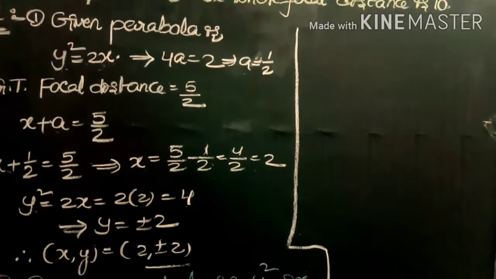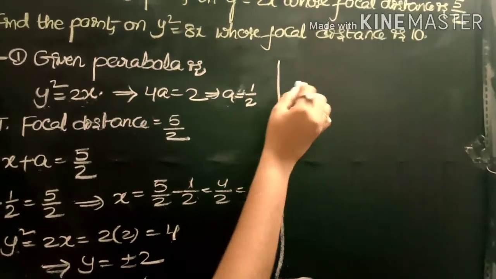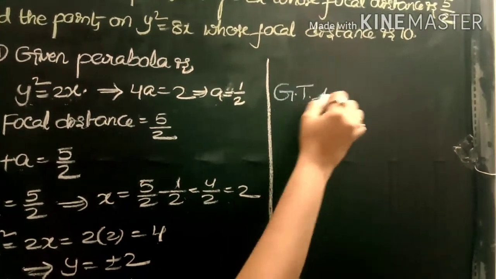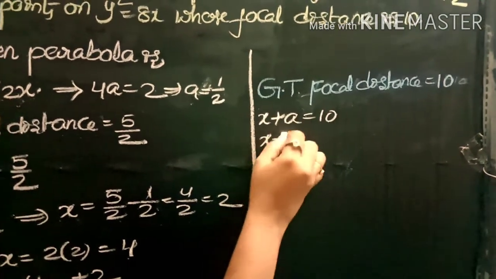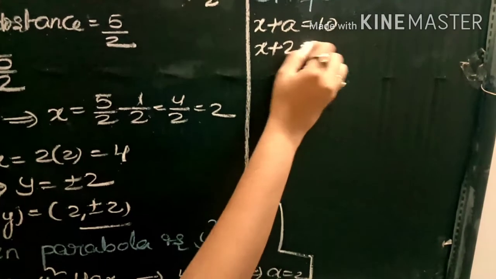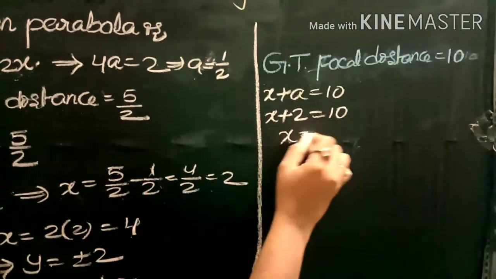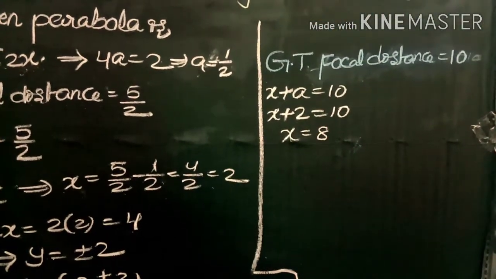Now, given that the focal distance is equal to 10, that is x plus a is equal to 10. What is the value of a? a is equal to 2, so x plus 2 is equal to 10, then the value of x is equal to 10 minus 2, that is 8.